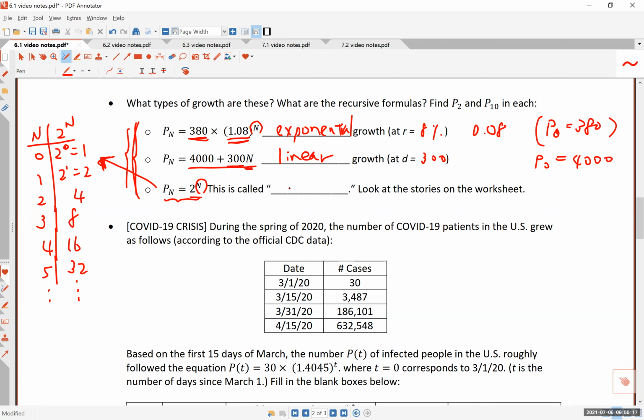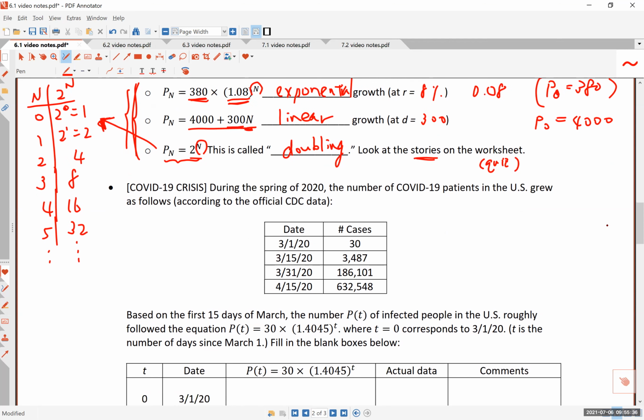All right, so this is called, naturally, doubling, because you can see that these numbers double every single time n increases, right? We will look at a couple of stories in the back or on the worksheet. Maybe you'll see them on a quiz, and I will make some comments on this.